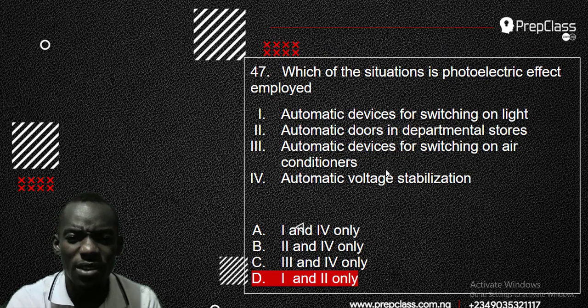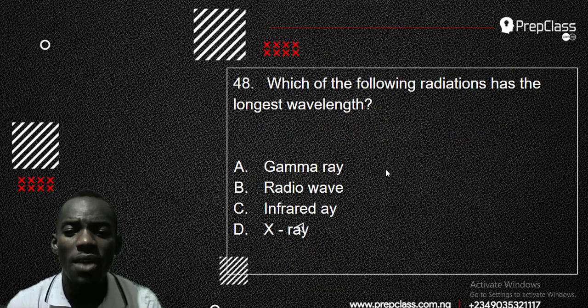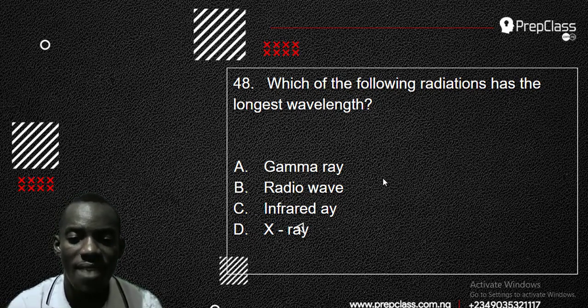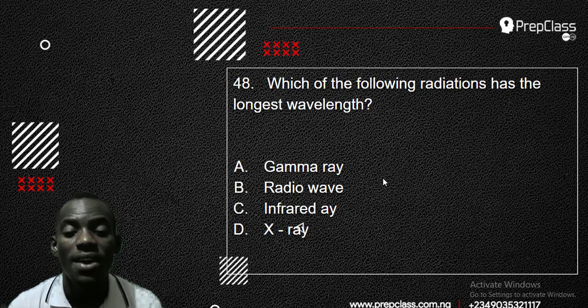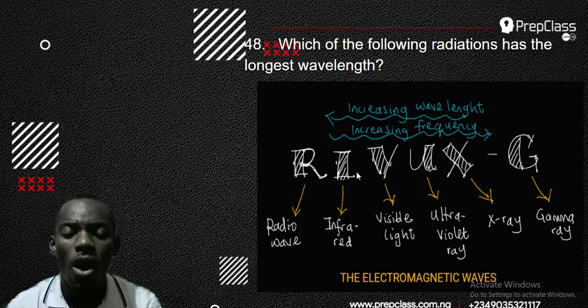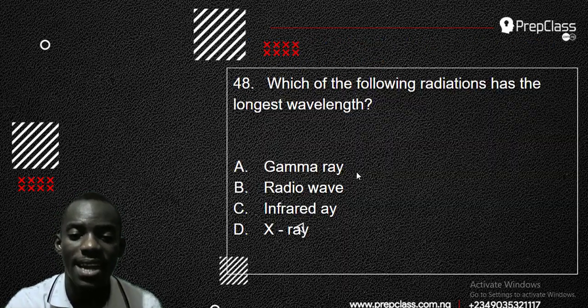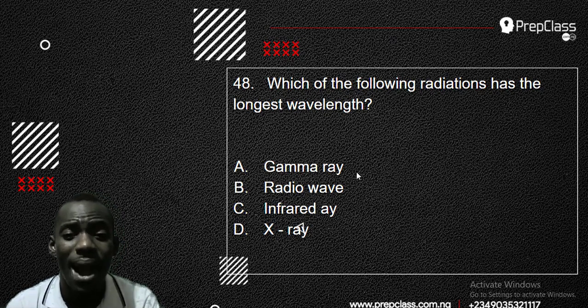Okay, so let's see number 48. Which of the following radiation has the longest wavelength? Which one has the longest? Is it gamma, radio, infrared ray? That should be infrared ray. Then we have X-ray. Which one is the longest? Let's take a look at it now. You can only remember that all these guys mentioned in the options are all called electromagnetic waves.